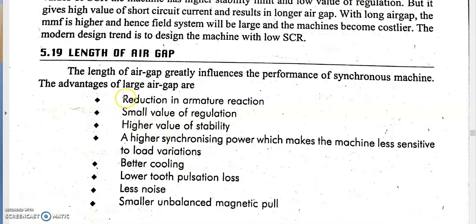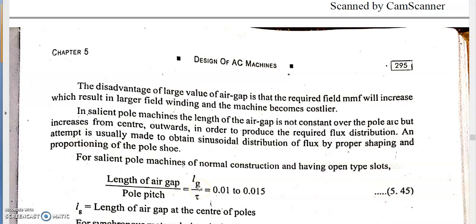So the length of the air gap is influenced by the following parameters. The larger air gap will result in so many advantages that we have discussed in the previous units also. So reduction in armature reaction, very small value of regulation, that is a very important parameter. Higher value of stability, because the reactance will be less, and higher value of synchronizing power, so that the steady state stability will be improved, better cooling, lower tooth pulsation losses, lower noise, smaller unbalanced magnetic pull. These are all the parameters very similar in all the machines.